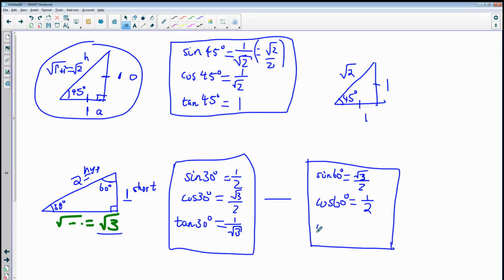And tangent actually is a full flip. Tangent of 60 degrees is equal to square root of 3. Exactly. All right, so these are the special triangle ratios. You need to know them. It's not on your formula sheet, which means you're actually expected to memorize them in some way.